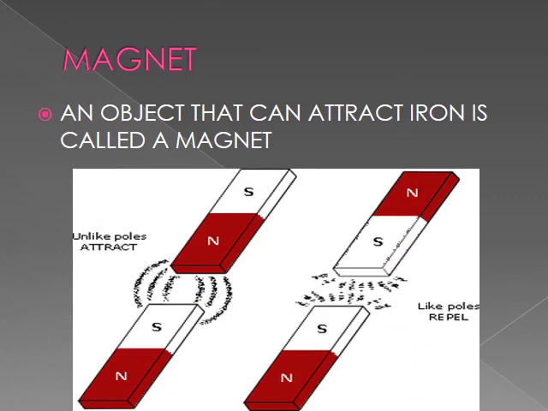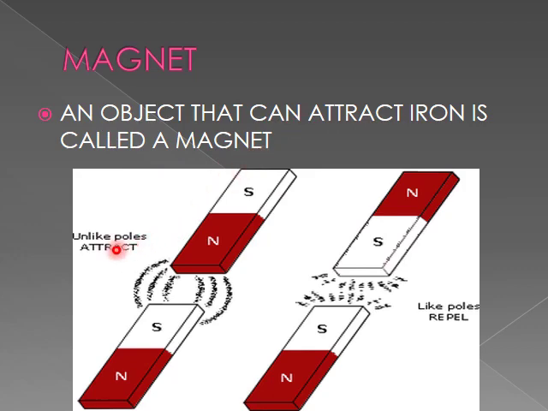My dear students, here is the magnet. The topic of the day is magnet. So, what is a magnet, my dear students? Think. Yes, an object that can attract iron is called a magnet. Here is the definition of a magnet: an object that can attract iron is called a magnet.